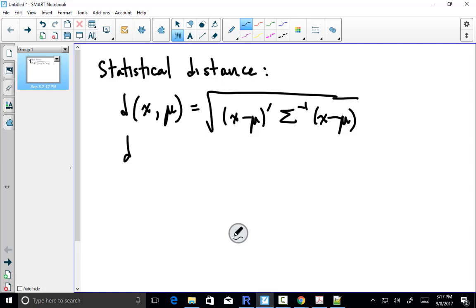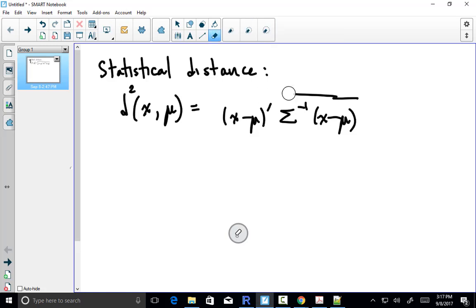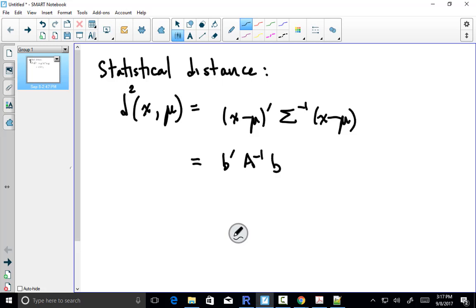So let me write that a little differently so it's cleaner. D squared, if I don't take the square root, the squared distance is just that expression. So that's another way of saying this. B transpose A inverse B. That's a quadratic form.